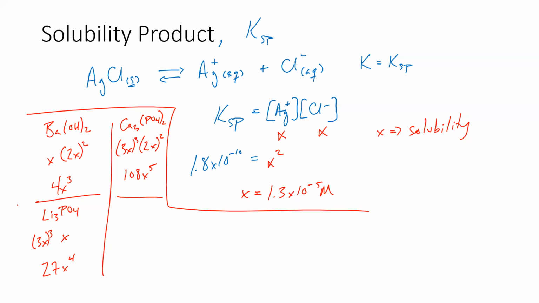These are some common ones, right? So if you have a 1-to-1 ratio, it's x squared. A 1-to-2 ratio, 4x cubed. A 1-to-3 or a 3-to-1 ratio, 27x to the 4th. And then a 2-to-3 ratio, 108x to the 5th. There are bigger ratios out there, but these are the common ones.